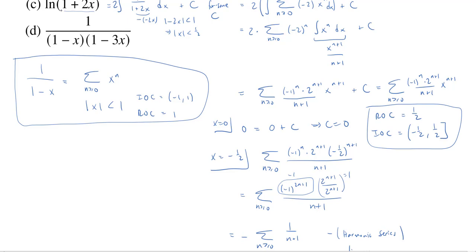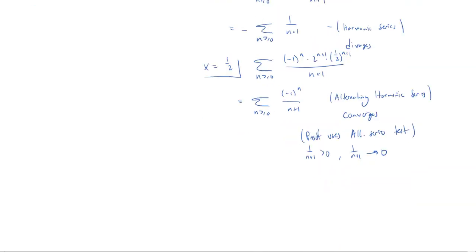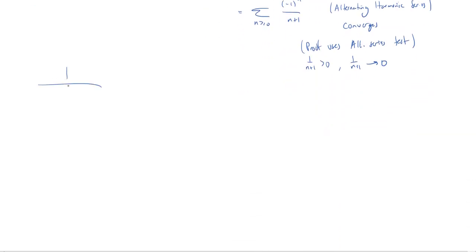So what about D? Let's go down and make ourselves a little bit of room. So we have 1 over 1 minus x times 1 minus 3x. And I'm going to show you a couple of different ways to do this. I prefer the first way because it seems to work more easily more of the time, but the second way is also going to be okay in this situation. So method one is I'm going to use partial fractions.